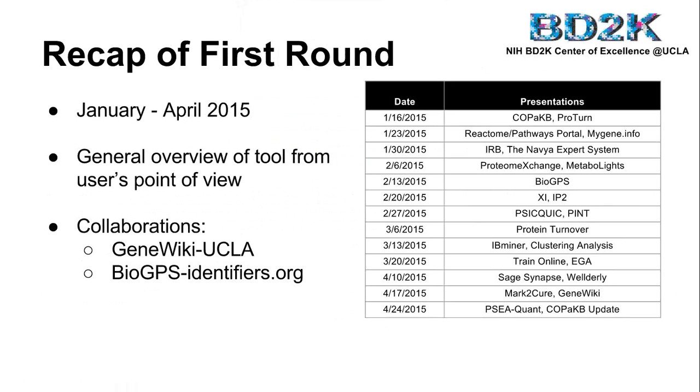For our first round of presentations, it started in January and lasted around 4 months. And in total, we had around 24 presentations. The goal of the first round was for everyone to have a general idea of each tool, on how to use it, what it's used for, and how it could potentially be used for the BD2K project. And for these 4 months, we were able to spawn two collaborations, including the GeneWiki and UCLA collaboration, as well as the Balance GPS and identifiers.org.